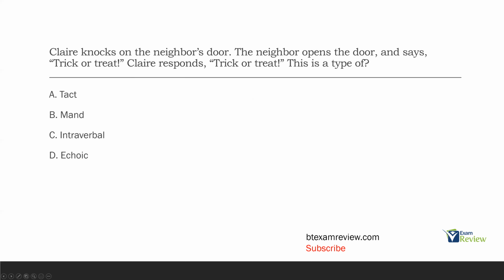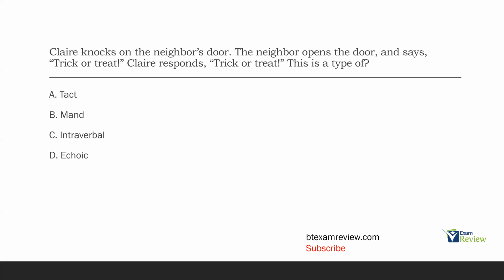Claire knocks on the neighbor's door. The neighbor opens the door and says, "Trick or treat." Claire responds, "Trick or treat." This is a type of what? I always say you need to be familiar with these four verbal behaviors. Are they going to test you? Maybe, maybe not, but you're going to see them and hear them all the time. So you need to be familiar with tacts, mands, interverbals, and echoics.